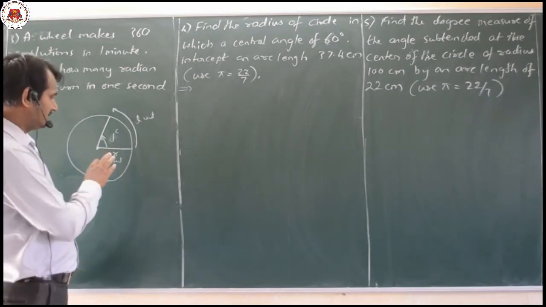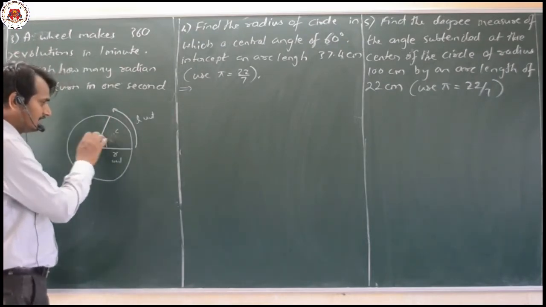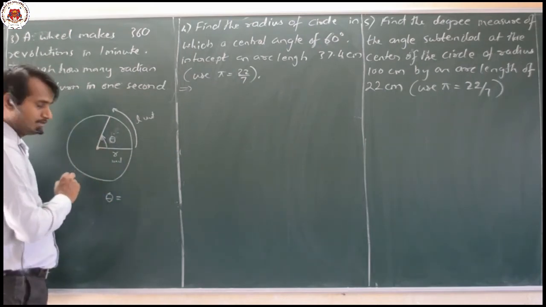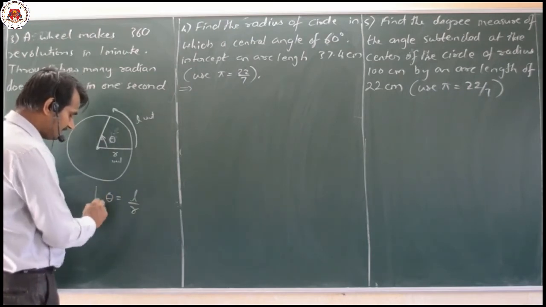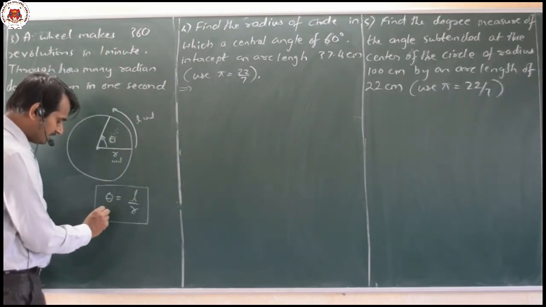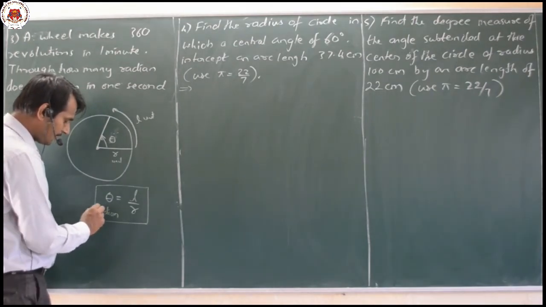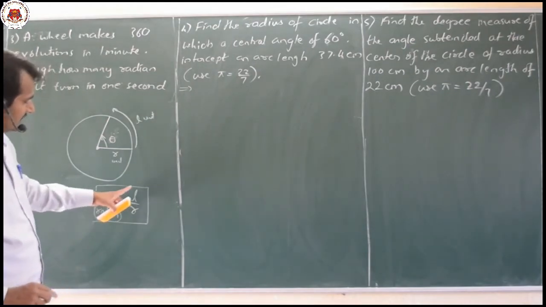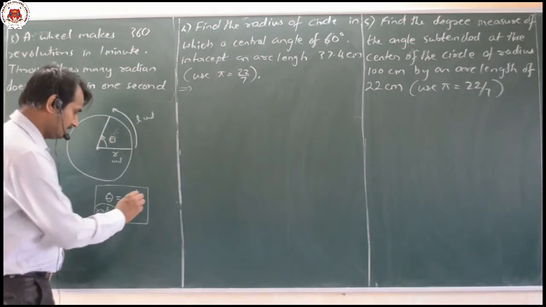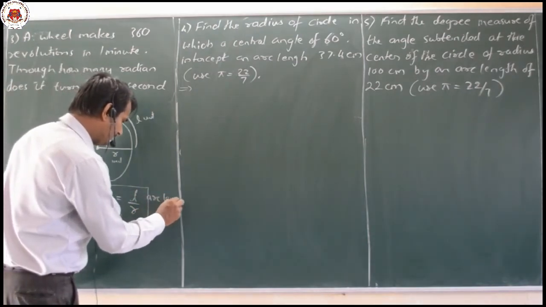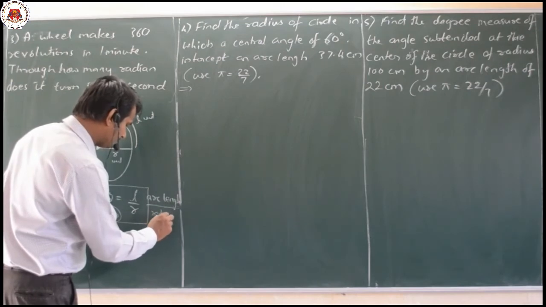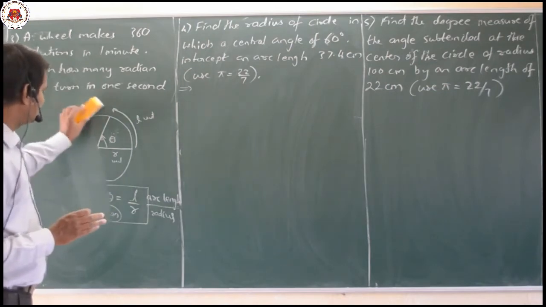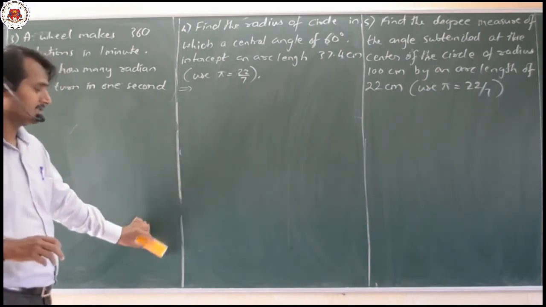While discussing radian we have done this. So if we consider the angle theta, then according to the definition, theta is equal to L by R. So theta is in terms of radians. This is a very important thing we have to remember: theta is L by R, where L is the arc length and R is the radius. One more important thing is both should be in the same unit, whether centimeter or meter, whatever it is.